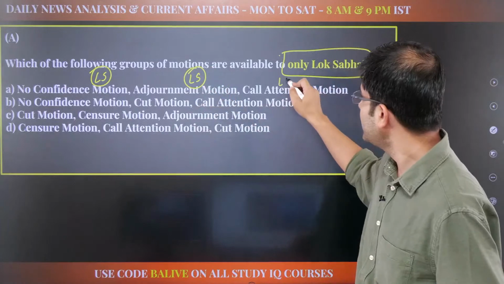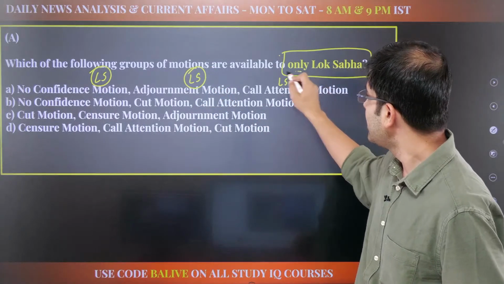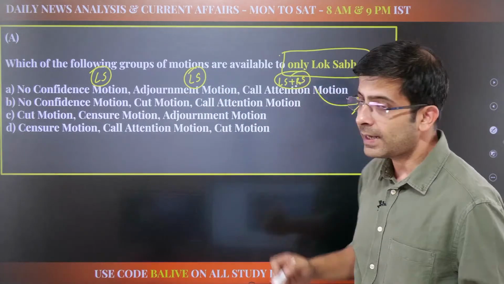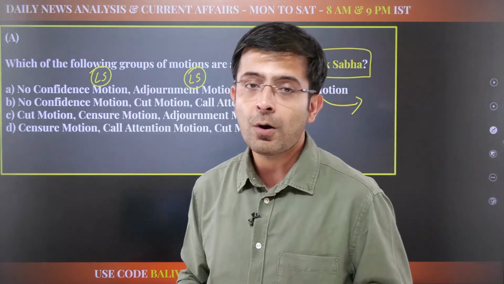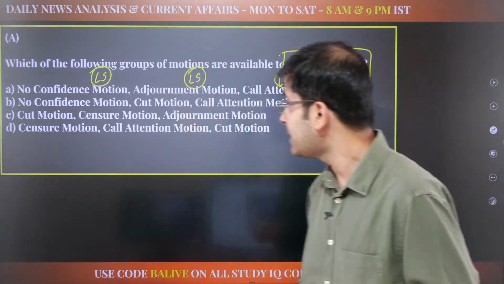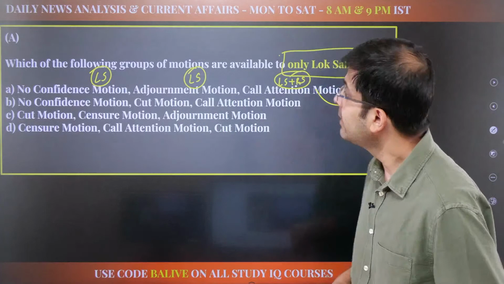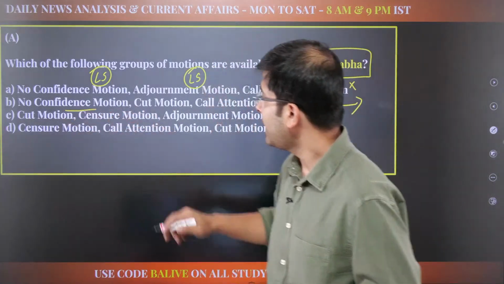Call attention motion is Lok Sabha plus Rajya Sabha. This is essentially to draw the attention of a particular minister to a topic or an issue of public importance. All right, this is available to both the members of the House, which is why this answer would be incorrect. All right. Thereafter, again, no confidence motion, LS.